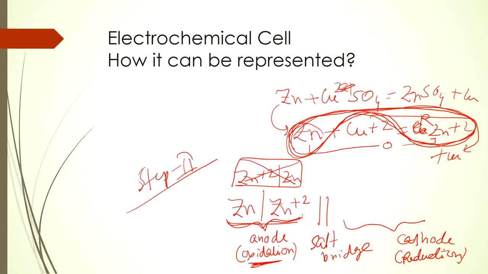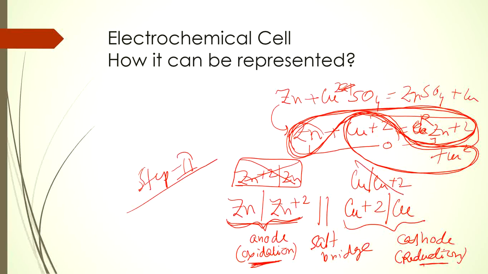Similarly, in the right hand side, as it is a reduction reaction, we have to point out the reduction reaction first. The reduction reaction is copper 2 plus being converted to copper 0. So in the right hand side we will write the term in such a way that it truly represents the reduction process. We will represent it as copper 2 plus by copper. Why? Because it is a reduction process. So we should represent it in that way. Therefore we cannot represent it as copper by copper 2 plus.